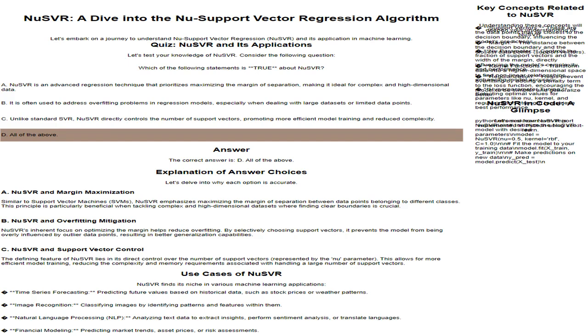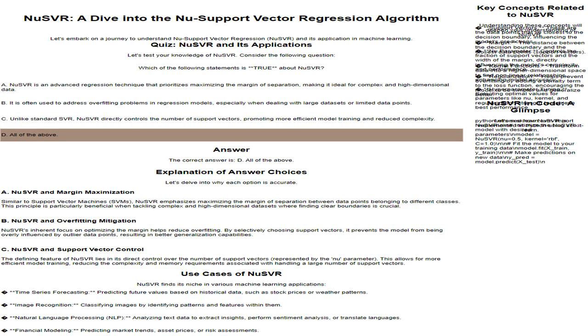Regularization acts like a constraint on the model's complexity. It penalizes models that are too complex and have too many parameters. This encourages the model to find simpler solutions that generalize well to unseen data. Selecting the optimal values for parameters such as nu, kernel, and regularization strength to achieve the best possible model performance.